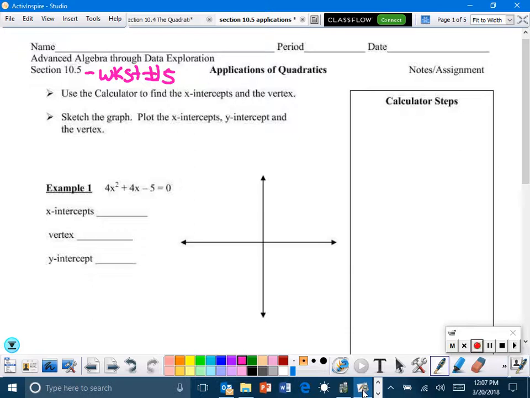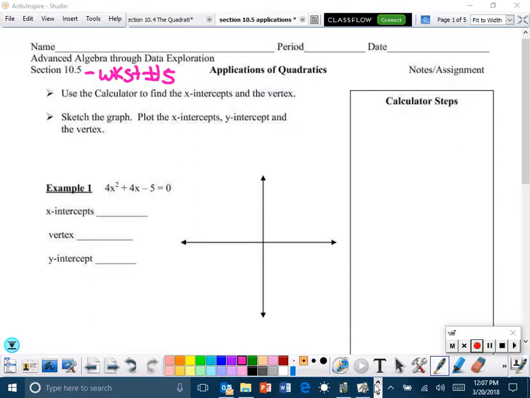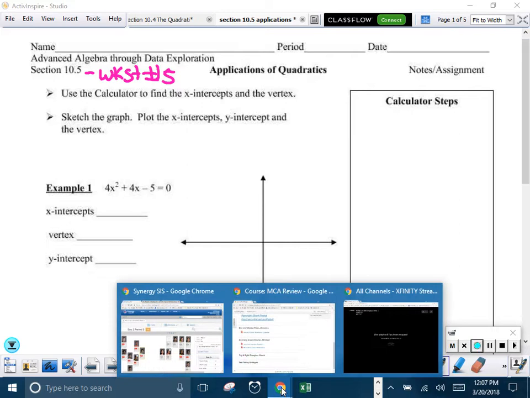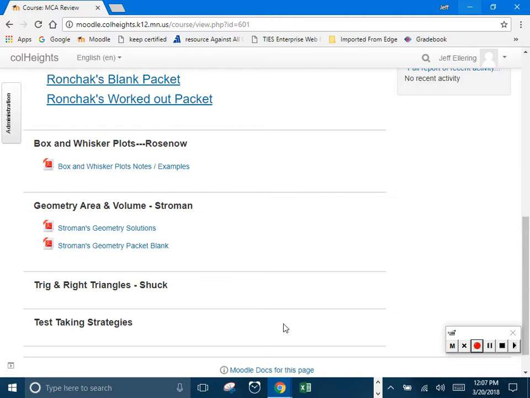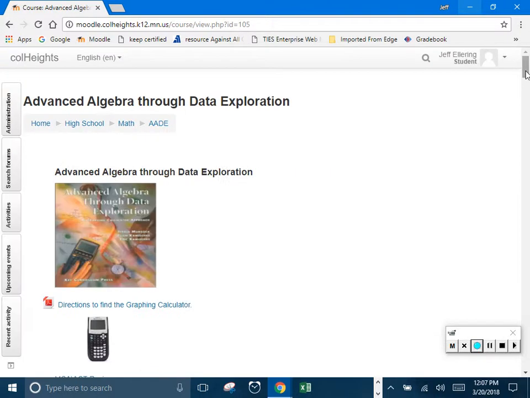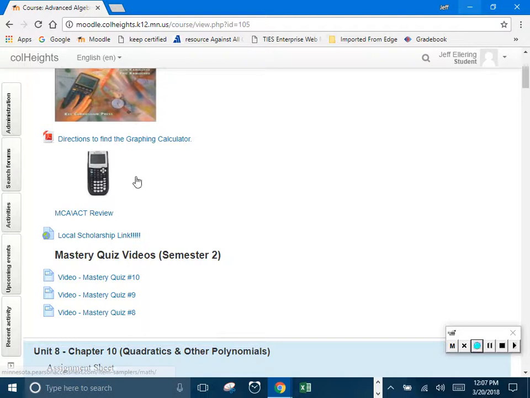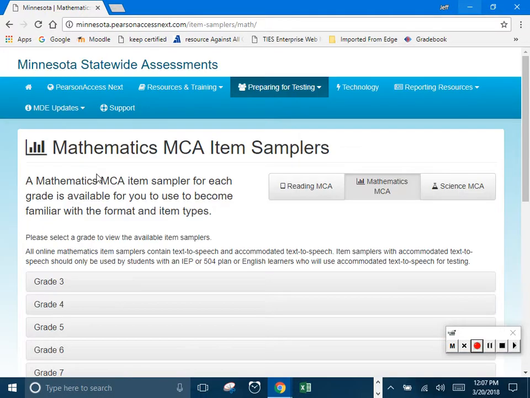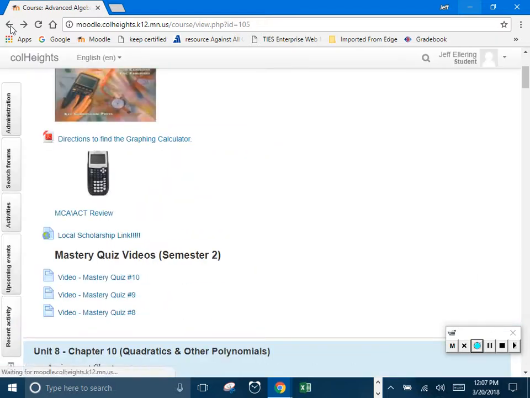So again, one more reminder, if you don't have your own calculator, you will need to get on Moodle, preferably on your computer. This will not work on the phone. Let me go back. If you go to our Moodle site, there's a calculator right here. You can click on that and get to the calculator. The directions are right up above it, if you forgot. And also, let me remind you, there is MCA ACT practice review underneath. All right, here we go.